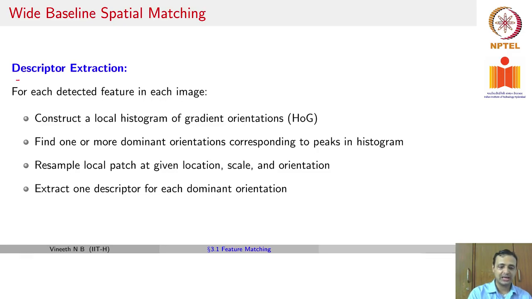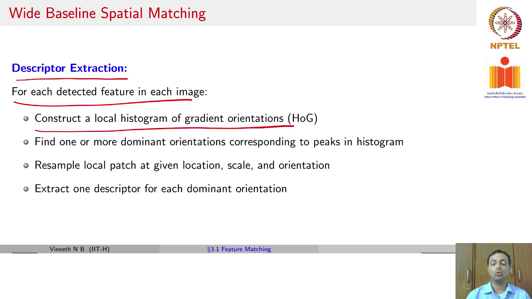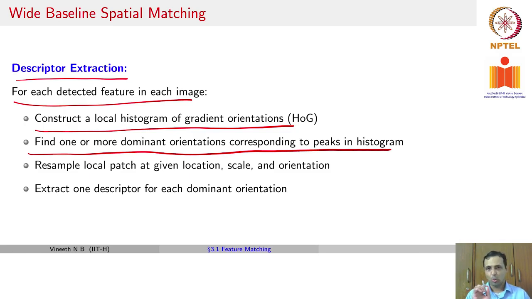So we first extract descriptors from the key points in each image. For each detected feature, you could do something like construct a local histogram of gradient orientations. You could do other kinds of things too. This is just an example. You find one or more dominant orientations corresponding to the peaks of the histogram. Remember, in SIFT, we talked about finding the orientation of each key point. That's what we're talking about here.